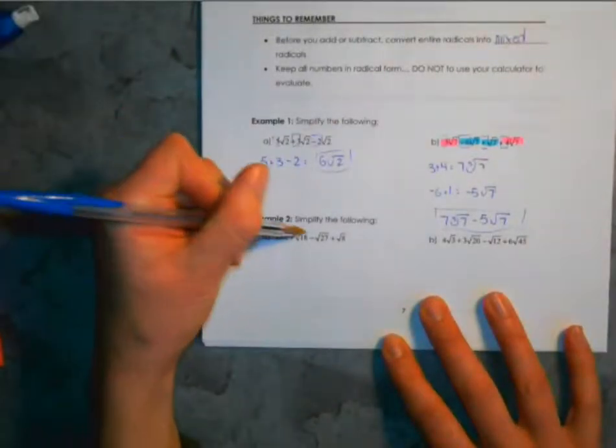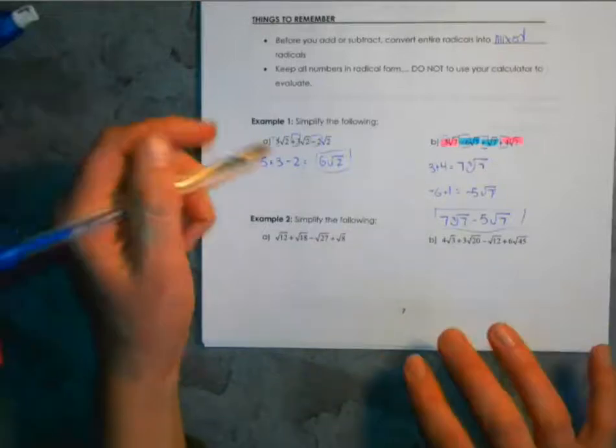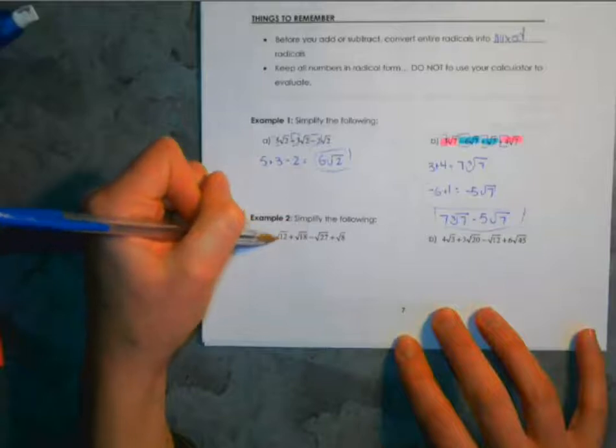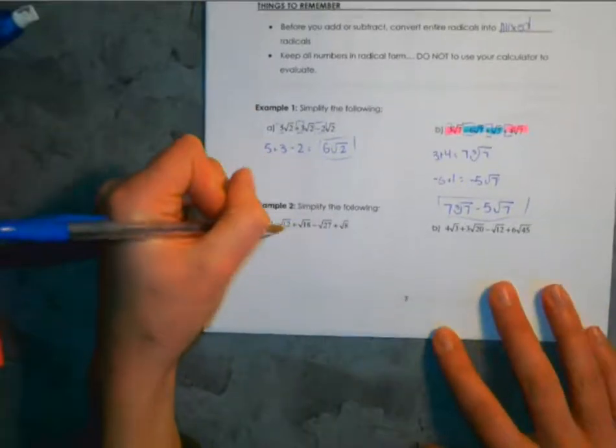Okay, next one, simplify the following. So we have 12, 18, 27, and 8. None of them look like they're the same. So then what we need to do is simplify, like factor out basically our radicals first and see how we can make them into mixed radicals in their simplest form.